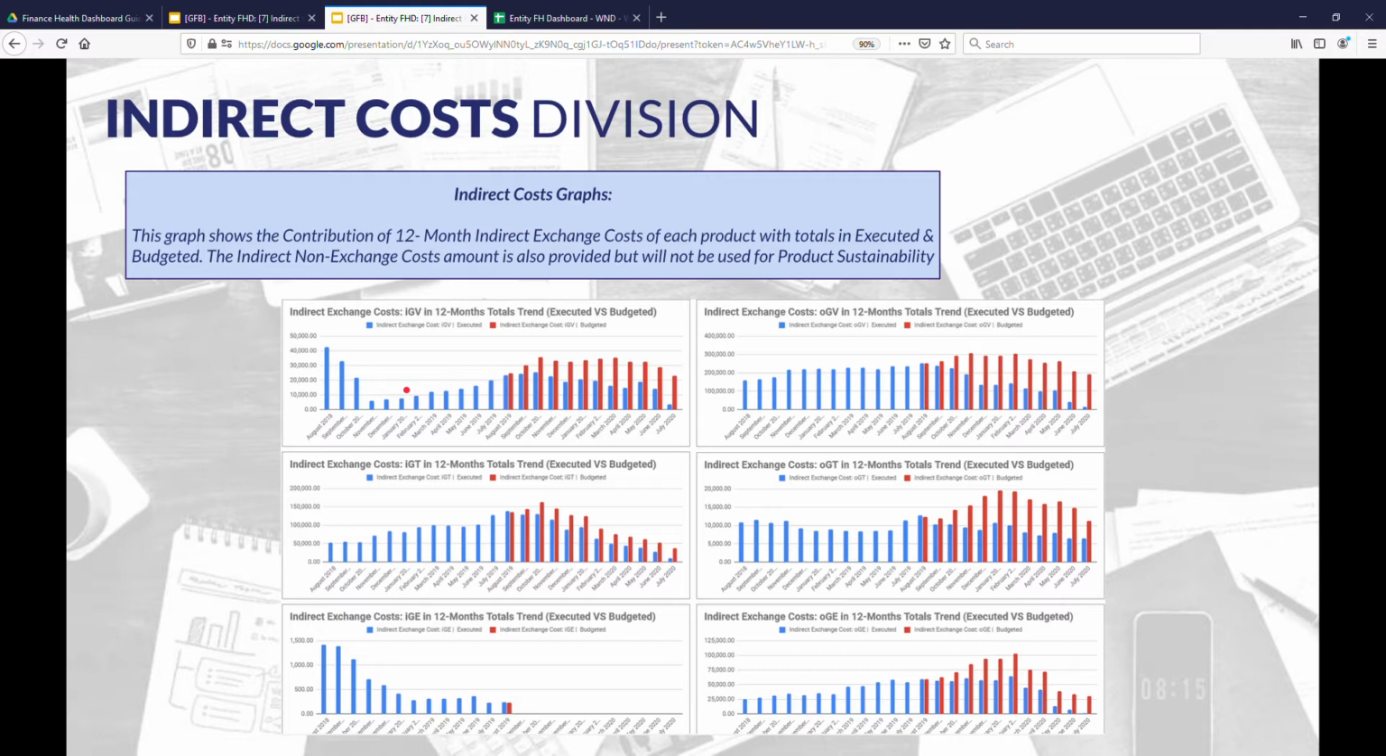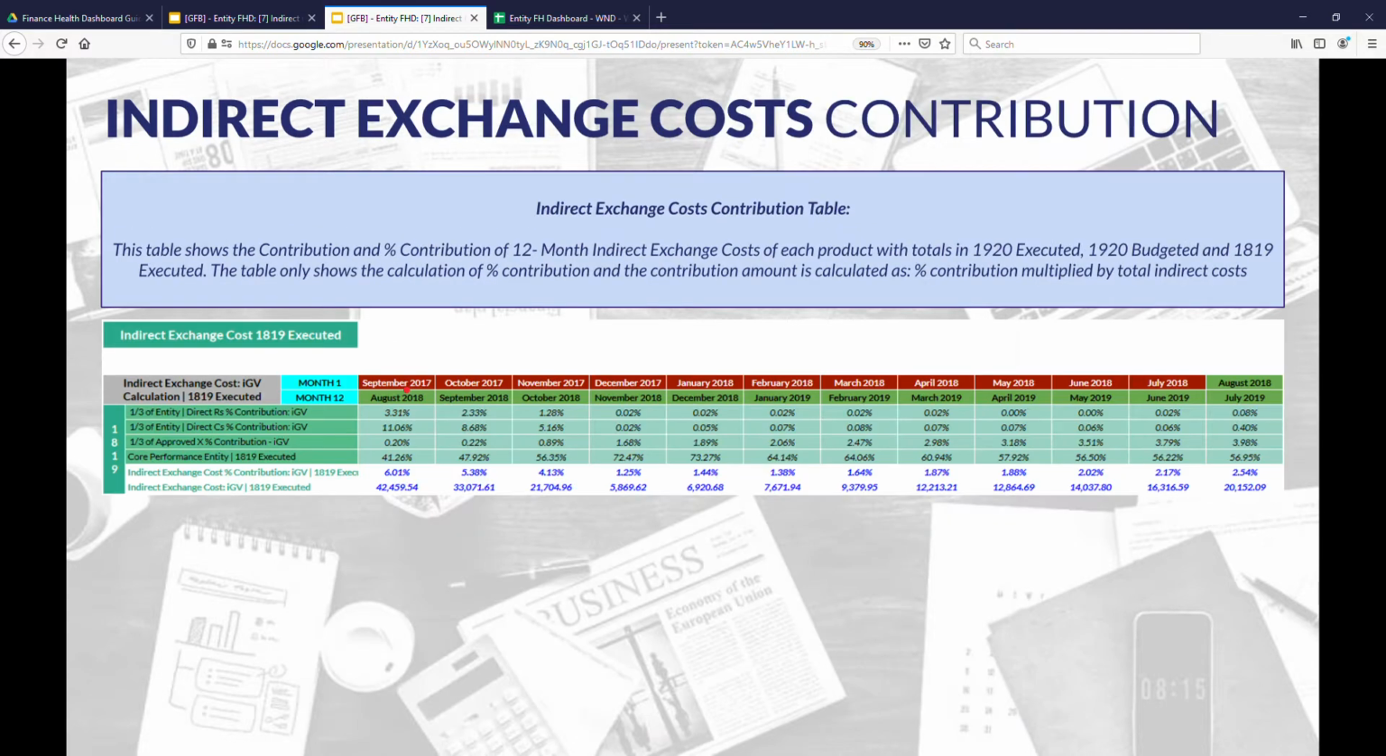Then the next part is the indirect cost graph. This is just to have a better visualization of how much would be allocated to different products in terms of indirect exchange cost. Now let's move forward to the formula. The indirect exchange cost contribution has both the contribution and the percentage contribution of the 12-month indirect exchange cost. This shows the calculation: the percentage contribution multiplied by the total indirect cost.